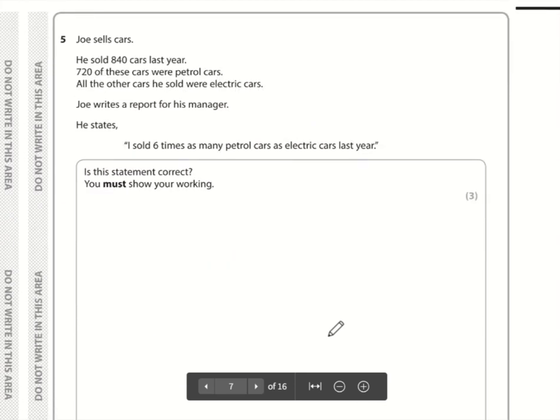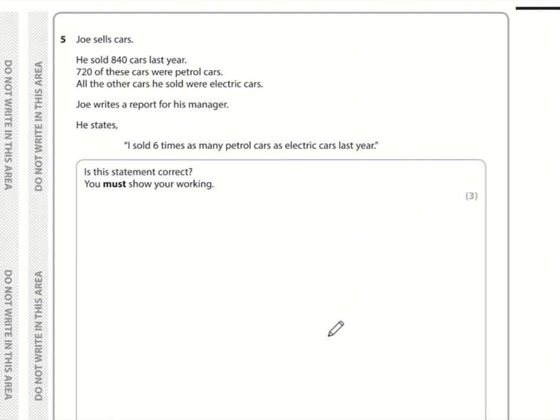Okay, Joe sells cars. He sold 840 last year. 720 were petrol. All the other cars he sold were electric. So at this point, I'm thinking, well, how many electric cars did he sell? So electric is going to be 840, take away 720, which is 120.